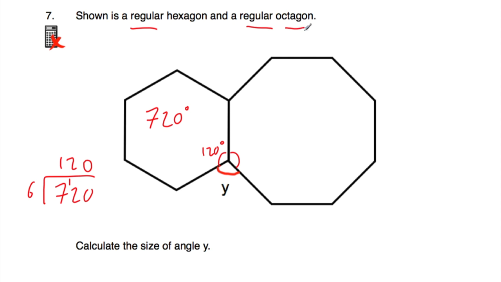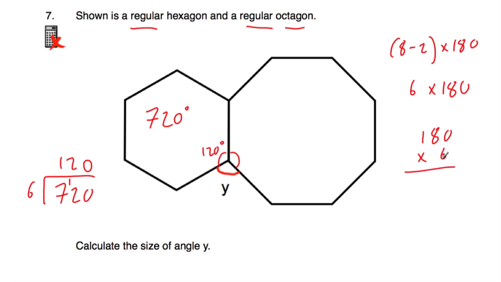Now in terms of our regular octagon, I'm actually going to use the formula. I'm going to do 8, the number of sides, take away 2, and I'm going to times that by 180. And that will tell me what the angles inside of a regular octagon will add up together to be. So 8 take away 2 is 6, so we're going to do 6 times 180. And this is a non-calculator question, unfortunately. So I'm going to do 180 multiplied by 6. So 6 times 0 is 0. 6 times 8 is 48, so let's put our 8 down and carry our 4.